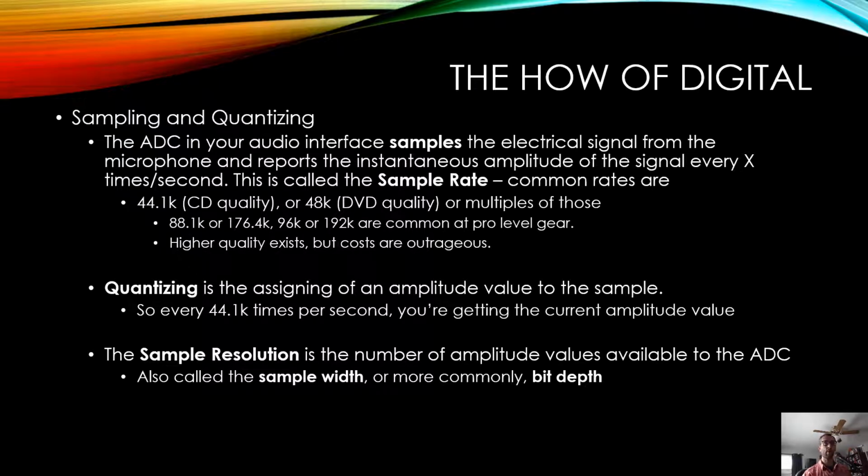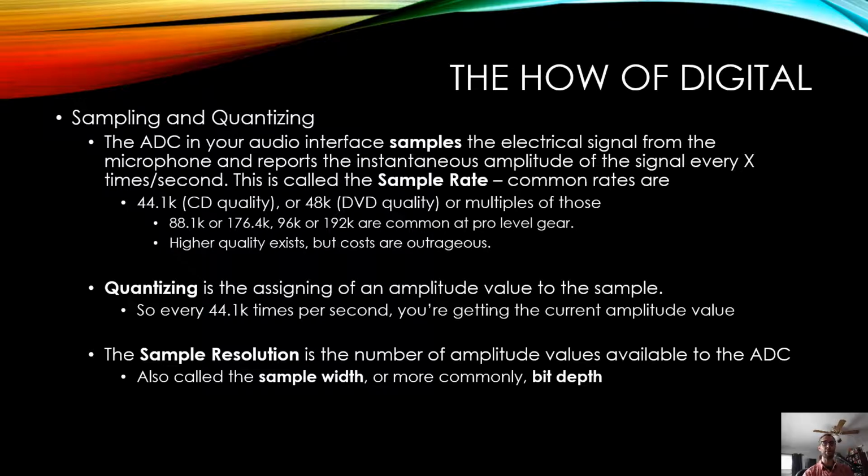Well, sampling and quantizing, or quantization, is the best way to explain it. How that happens is that you have your microphone hooked up to an audio interface. The analog to digital converter in your interface samples the electrical signal from the microphone and reports the instantaneous amplitude of the signal every set number of times per second. This is the sample rate. How many times per second you are sampling that instantaneous amplitude.